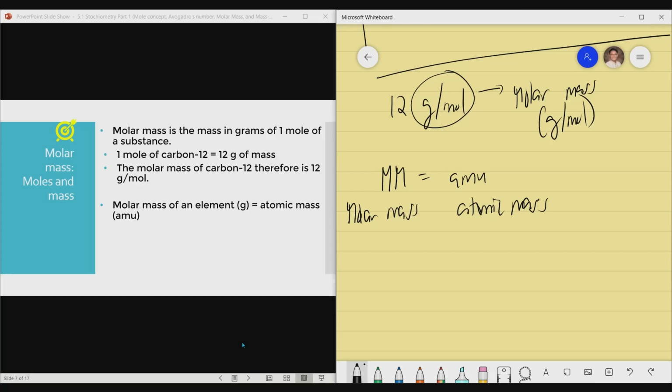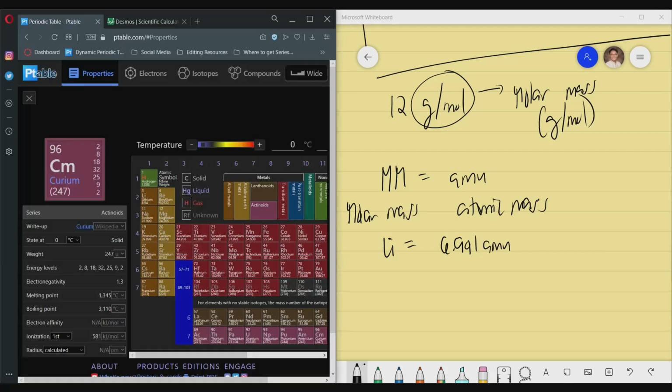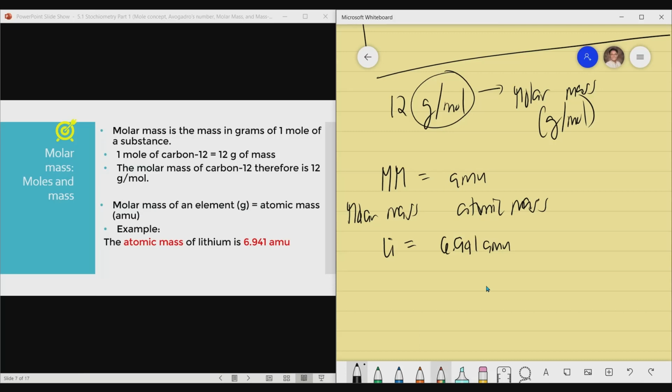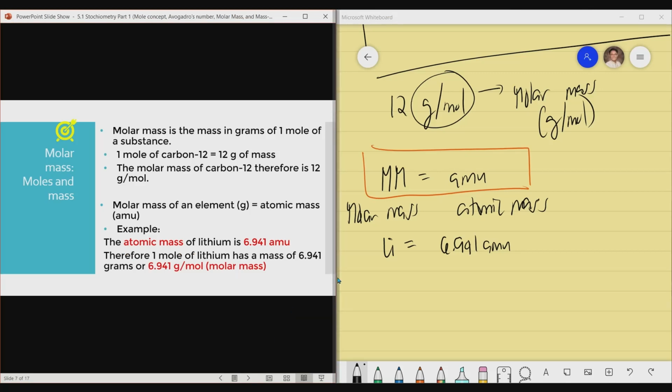So let me just give you an example. Say for example, you have here the atomic mass, okay? The atomic mass of lithium is 6.941 AMU. So 6.941 AMU is found in your periodic table. So in this case, in this website, lithium has 6.94, but to be exact, we have 6.941 AMU. Since we know by definition that molar mass is equal to atomic mass, according to definition, whatever the atomic mass is, that will also be the molar mass. So therefore, lithium's molar mass is 6.941 grams per mole.